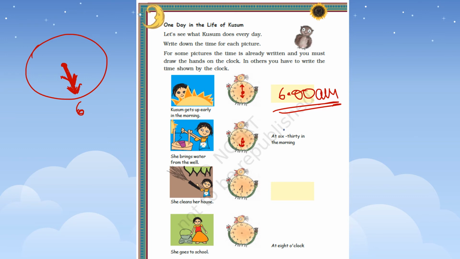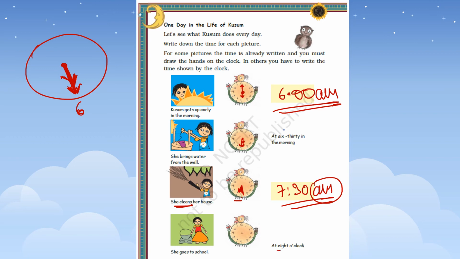What time is this? The hour hand is at 7 and the minute hand is at 6. At this time, she cleans her house. She is really, really hardworking, okay? We all should learn something from Kusum. So 7:30, right? Because the hour hand is at 7 and the minute hand is at 6. That means 7:30 a.m. The a.m. is still going on because it is still morning.